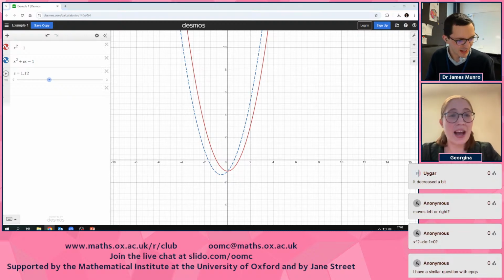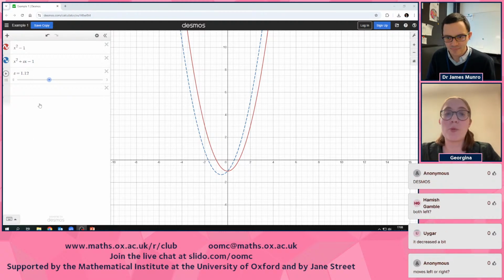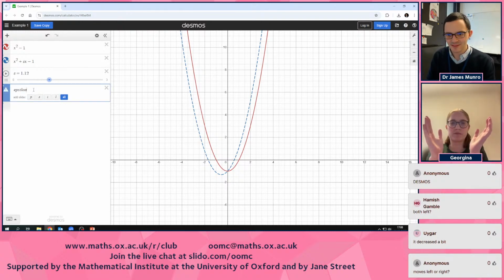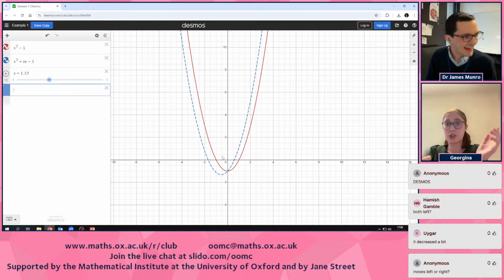But yeah, so what we have here is in red, we have our plot of our original function, x squared minus 1. And then in blue dash, we have our plot with this small term added. So with the plus epsilon x in the middle. And so you can see, we want to observe what's happened here. And we can see that we've shifted our function and it's gone a bit to the left. So I've seen some people in the chat say they decrease a little bit or they move to the left. Yes, that's correct. So that's a good intuition.